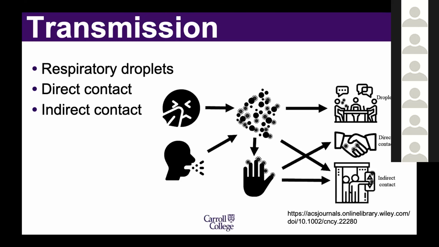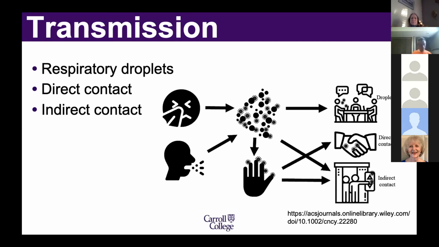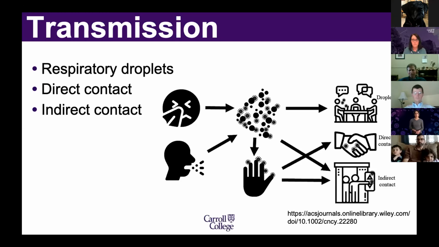This kind of spread is most common when people are close to one another, like within 6 feet of one another. It's also possible for infectious material to be transmitted directly through contact, such as handshaking, or indirectly through touching surfaces or objects that have been contaminated with the infectious material.